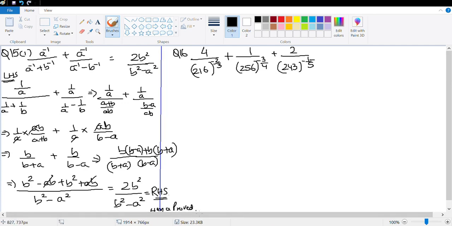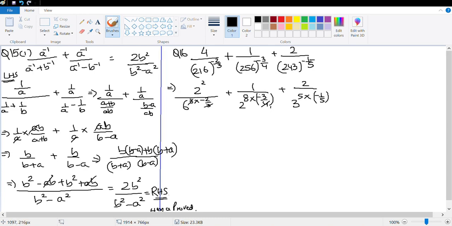That brings me to the last question of this exercise, which is question number 16. I notice that I will again have to take some common base. So 4 can be written as 2 to the power 2. 216 is 6 cubed. So 6 to the power 3 multiplied with negative 2 upon 3. This gets cancelled. Plus 1 upon 256. 256 is 2 to the power 8. 16 is 2 to the power 4. 2 to the power 8 multiplied with negative 3 upon 4. Plus 2 upon 243, 243 is 3 to the power 5 multiplied with negative 1 upon 5.